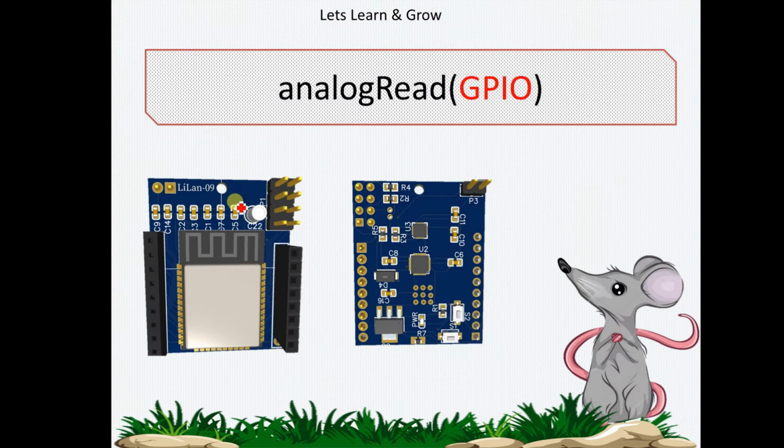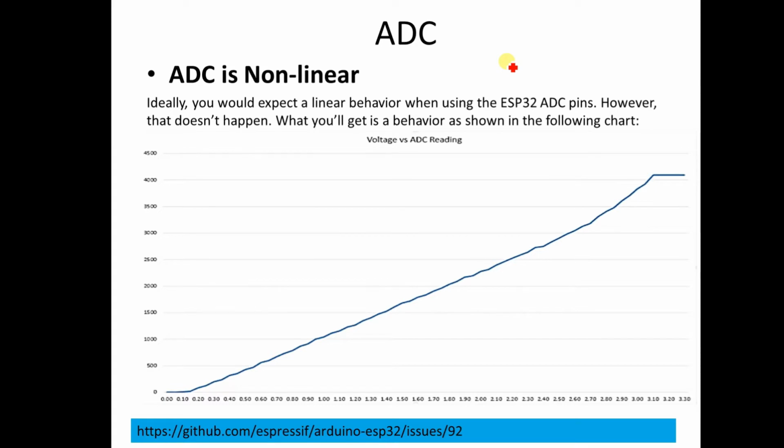To read out the analog signal, we will use this function inside the Arduino. So we have to give analogRead and the GPIO pin number. If we are talking about the ADC, analog to digital converter, we assume it is linear, but it is not linear. This is one of the limitations of this ESP32.